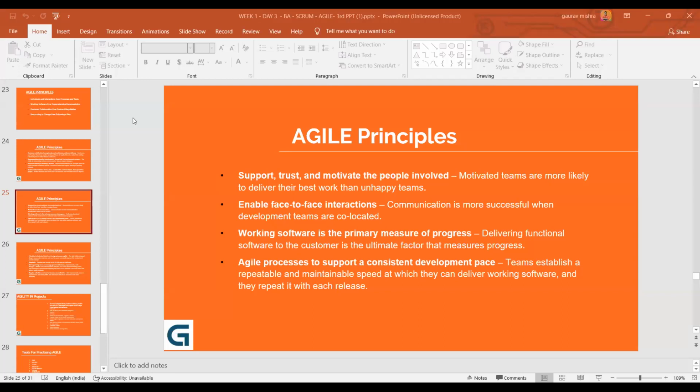And last but not the least, agile processes support a consistent development pace. This means in agile we have to ensure that our development speed or pace is consistent. By the way, we'll come to sprints, but a sprint generally means the time period of our work. It can start from 2 weeks to 4 to 6 weeks, but generally it's between 2 to 4 weeks. So if in a particular sprint we are delivering, taking the same example of 10 requirements, in the next sprint also it has to be similar or closer to this.